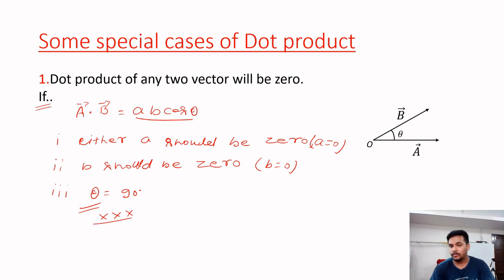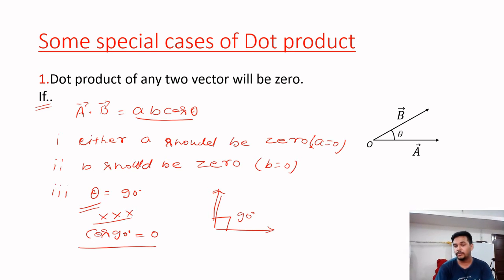Even if two vectors are non-zero, if the angle between them is 90 degrees, then the dot product of those two vectors will always be 0. Why will it become 0? Because cos 90 is, we know, 0 itself. So remember, either A should be a null vector, B should be a null vector, or the angle between them should be 90 degrees. In all three cases, the dot product of the vectors will become 0.